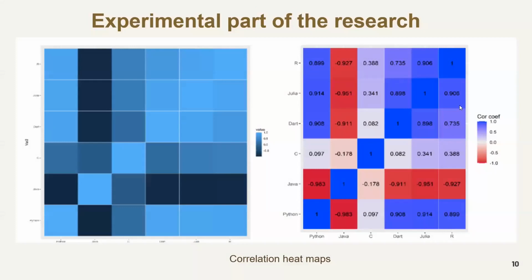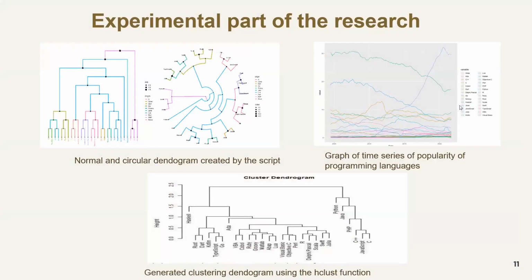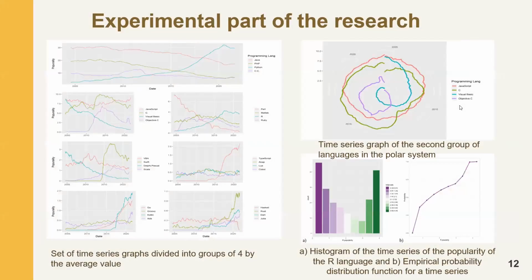And here there is a correlation heat map, as was mentioned previously, and dendrograms. Which results and conclusions do we have? So what can we say? New languages, Go, Dart, Julia, Nim, don't affect the popularity of the old, traditional ones, because they solve new problems.